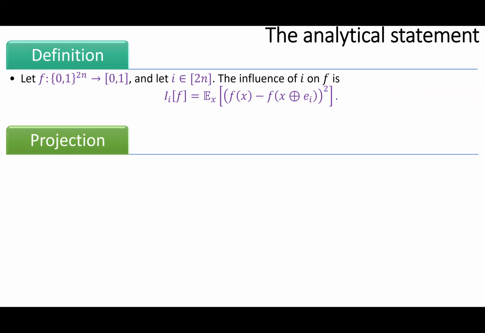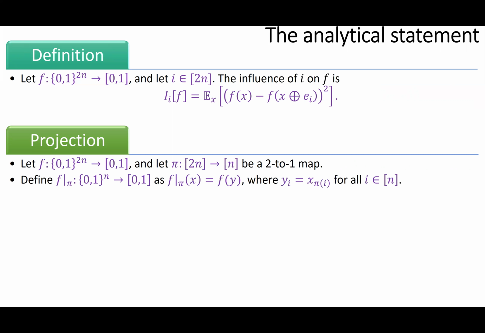Good, so now one more definition. If I have a function f from {0,1}^{2n} to {0,1}, and I have some 2-to-1 map pi from [2n] to [n], then I can define the projection of f along pi. The projection of f along pi is a function that takes n bits and outputs some number between 0 and 1, and it's simply defined as f at point x is simply defined as f of y, where y is the pre-image of x. Namely, for each coordinate, y_i is equal to x at coordinate pi of i.